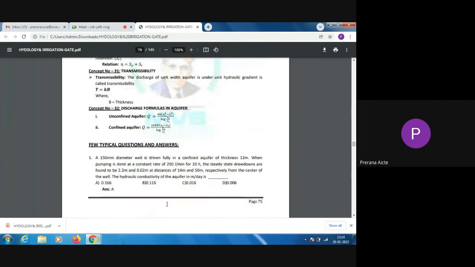So for an unconfined aquifer, Q equals, it's a very important formula, pi into K into (R2 square minus R1 square), whatever it is, you use S2 or Z2, whatever it is in some textbooks, S2 or Z2, by log R2 by R1. Confined aquifer is 2 pi K into B, (Z2 minus Z1) by log R2 by R1.